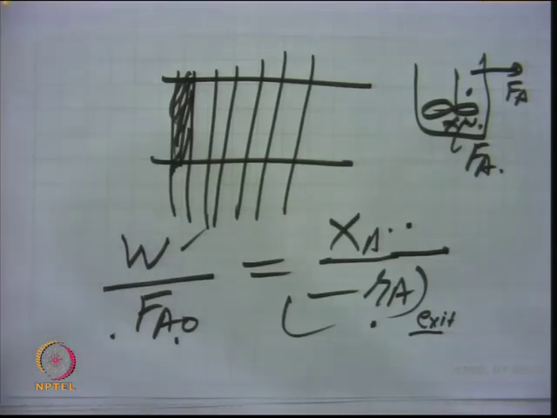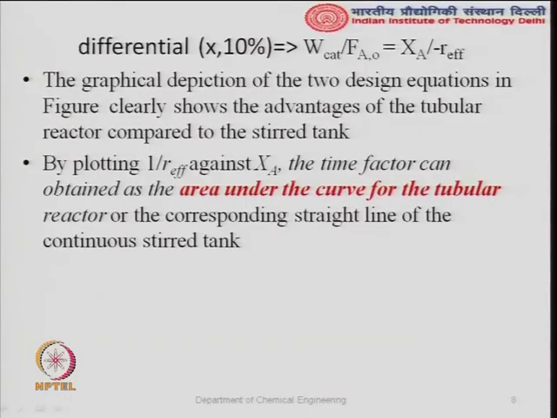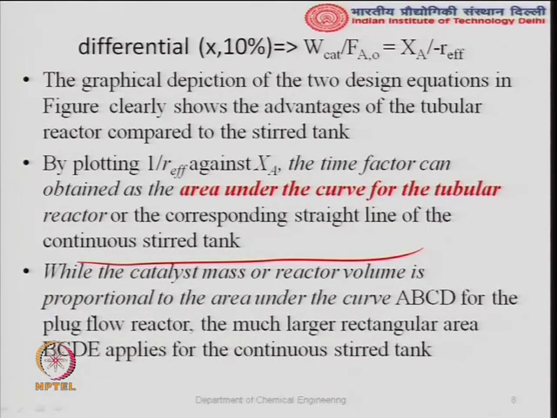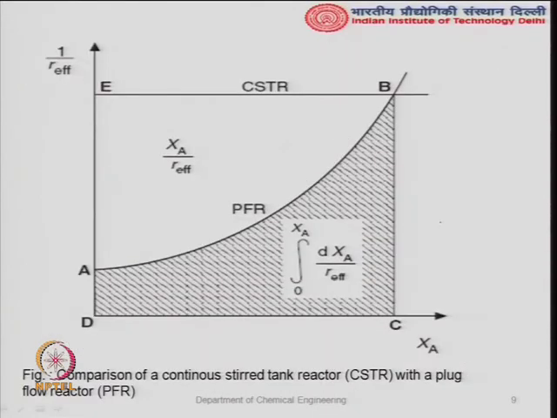By plotting 1 upon R versus X_A, which I defined, the time factor can be obtained, which is your W by F_A0. That is the area under the curve for the tubular reactor, or the corresponding rectangle for the continuous tank. So, let us see this figure first.